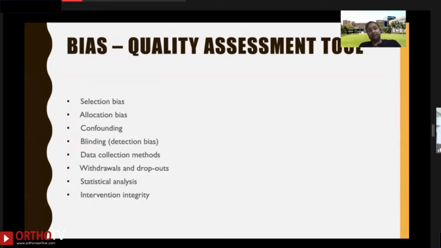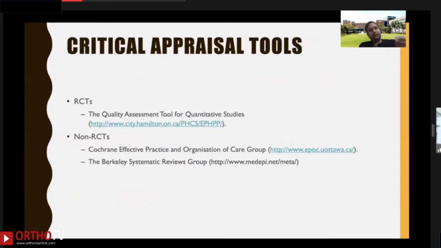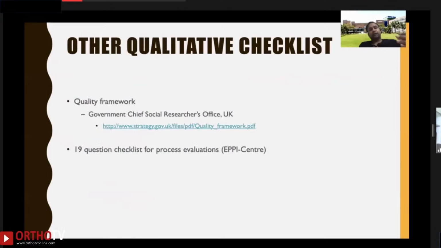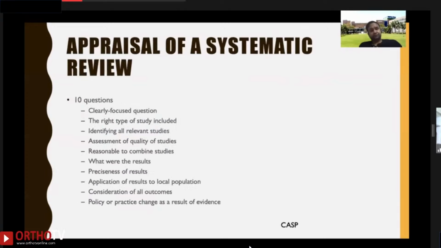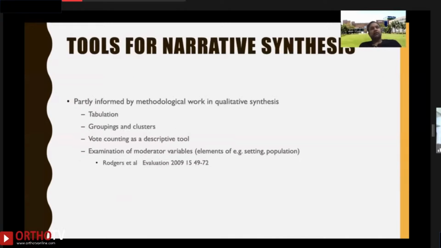You have to look for the various biases which can occur during the various stages of your protocol design. For RCTs and non-RCTs, there are different appraisal tools also available. I'm not going to detail them, but you should be aware that these checklists are available. For the CASP guidelines, there are 10 clear questions which you can use. Then once you have extracted the data, you synthesize your data and formulate it into a discussion format.